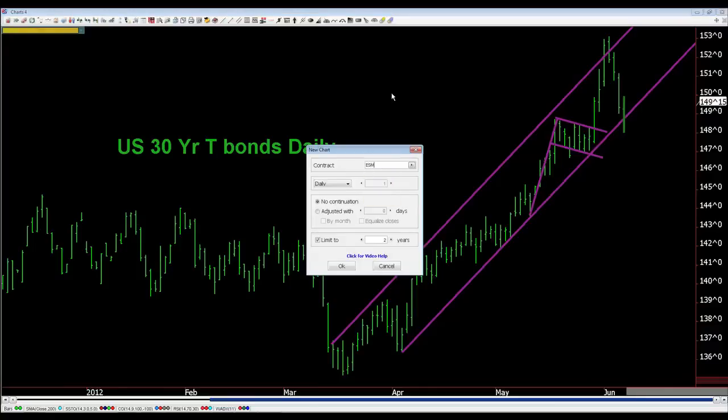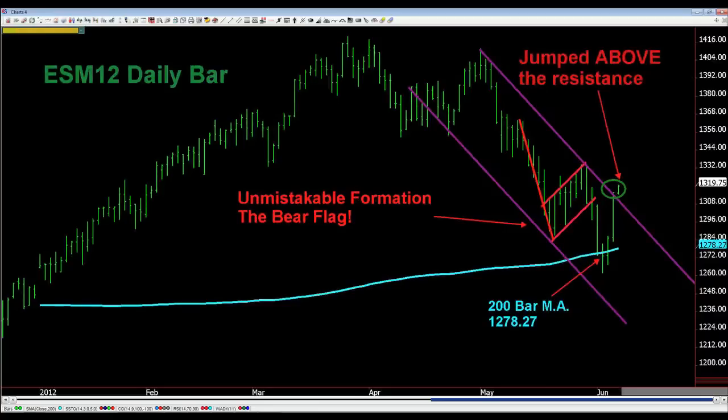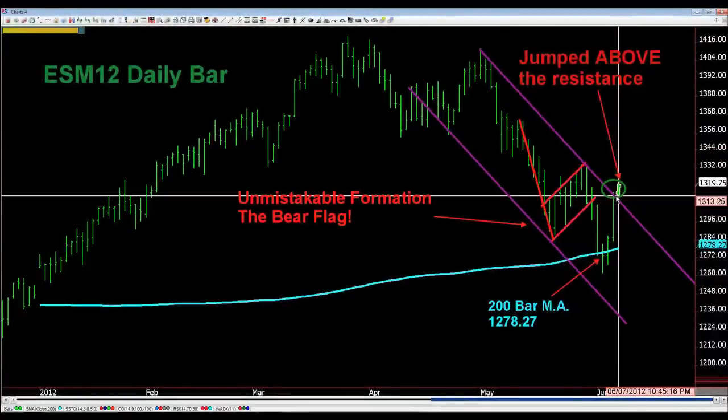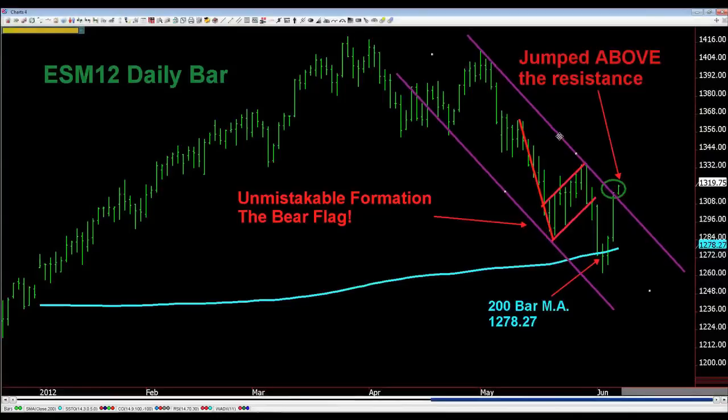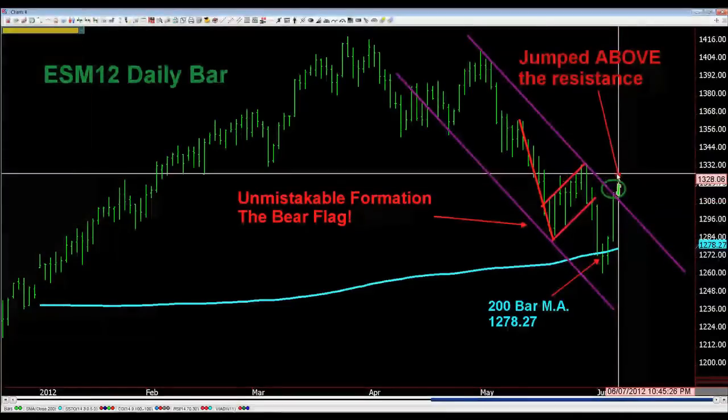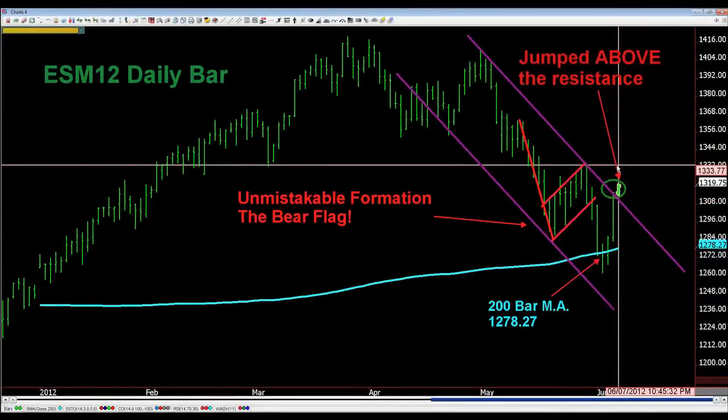Traders, do not forget the big picture here. Right now, we're looking at the S&P, the one that we like to trade every day. It is above this downward channel right here. It is moving higher and will likely move up at least one more day, trying to hit the 1330s. That should be something that happens today on Thursday.